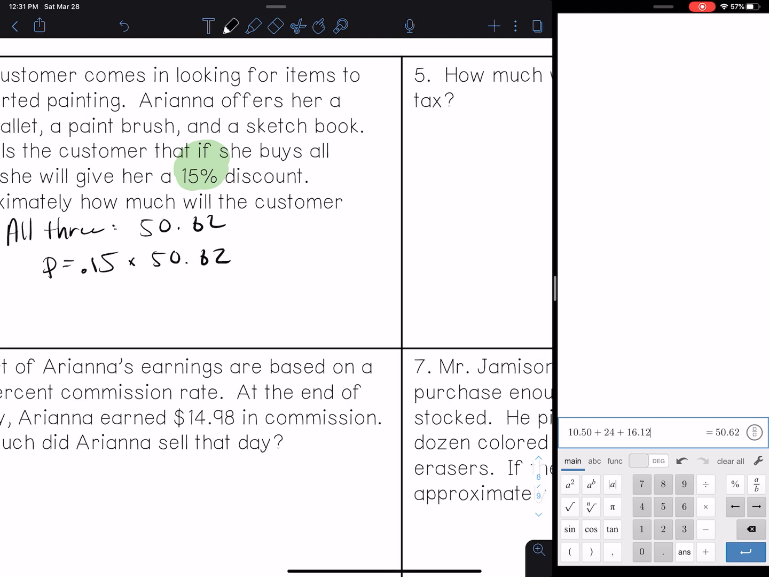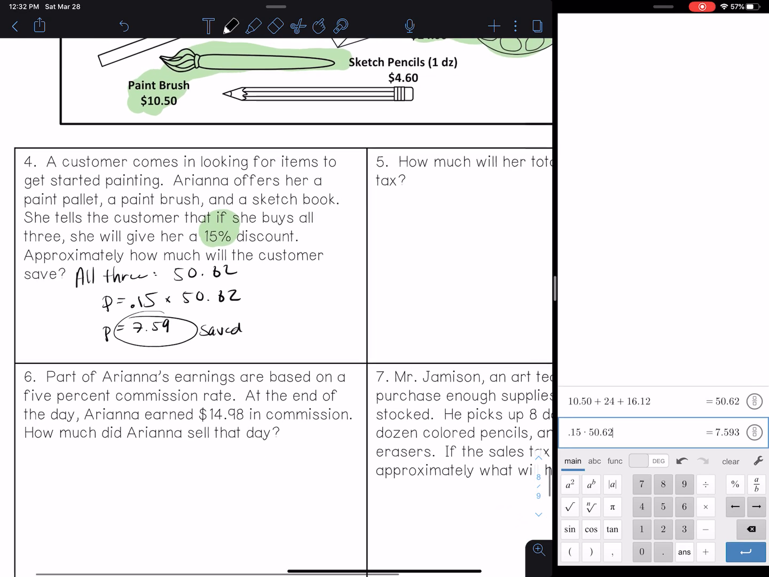$50.62. So, she's going to be given a discount of 15%. So, that's 15% of $50.62. So, she's going to be saving $7.59. That's how much she's going to save. Okay.